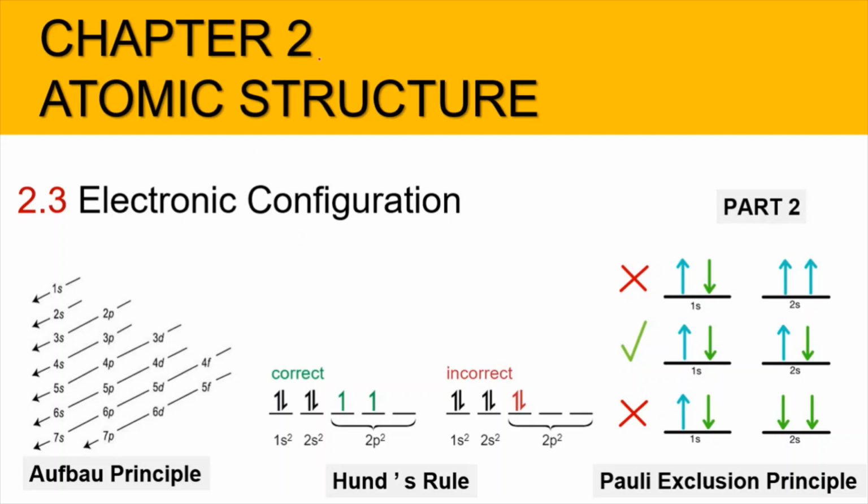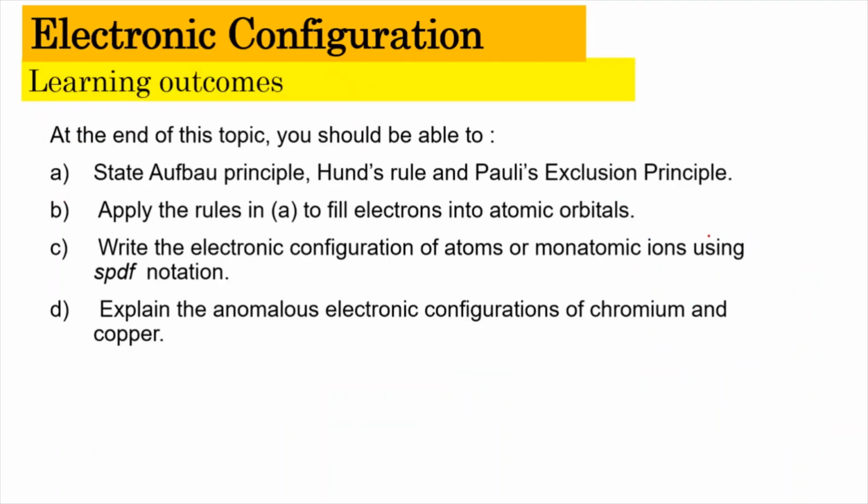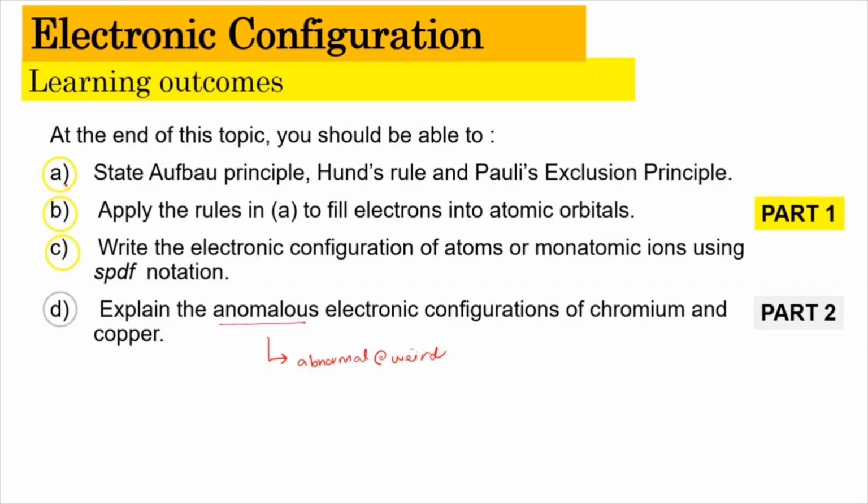So now we are in chapter 2, atomic structure. And now we're going to focus on the subtopic of 2.3 electronic configuration, part 2 of the video. In this video, we're going to learn how to explain the anomalous electronic configuration of chromium and copper. Anomalous here means it is abnormal or weird electronic configuration.